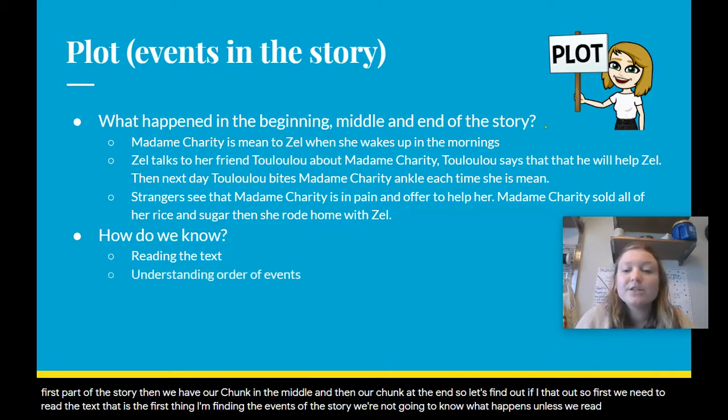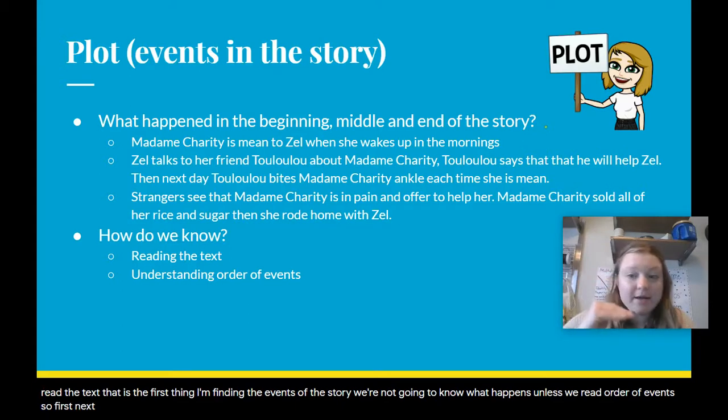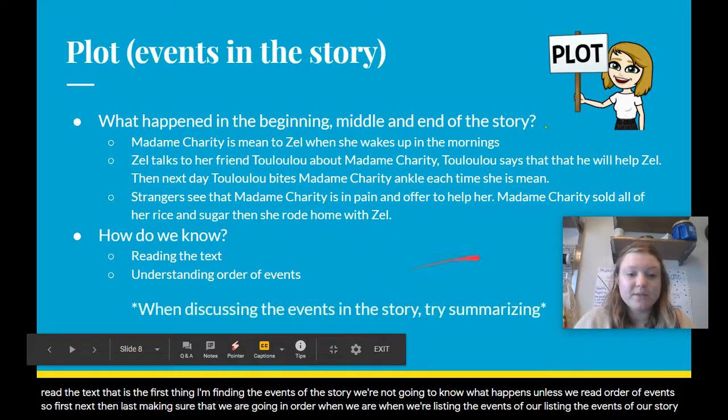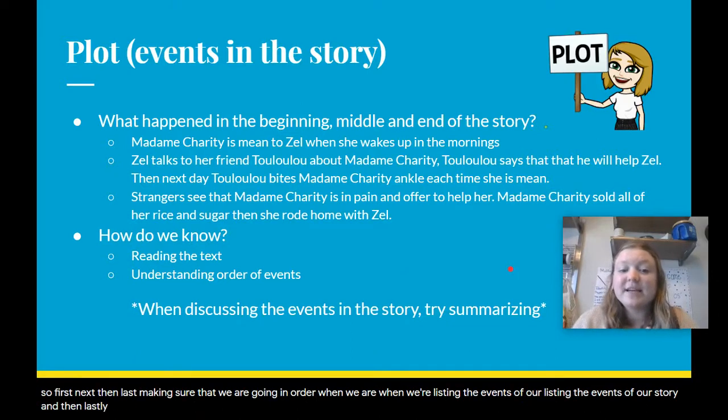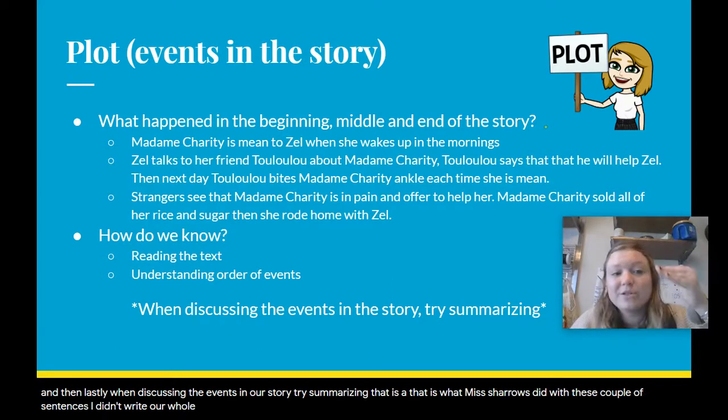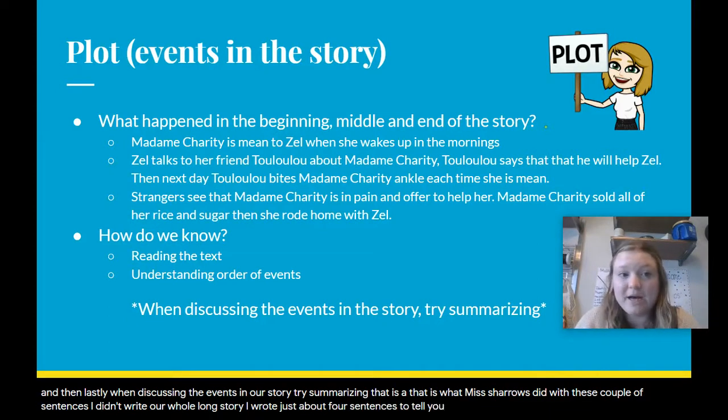Understanding order of events. So first, next, then, last, making sure that we are going in order when we're listing the events of our story. And then lastly, when discussing the events in our story, try summarizing. That is what Miss Sharos did with these couple of sentences. I didn't write our whole long story. I wrote just about 4 sentences to tell you the plot, the beginning, middle, and the end.